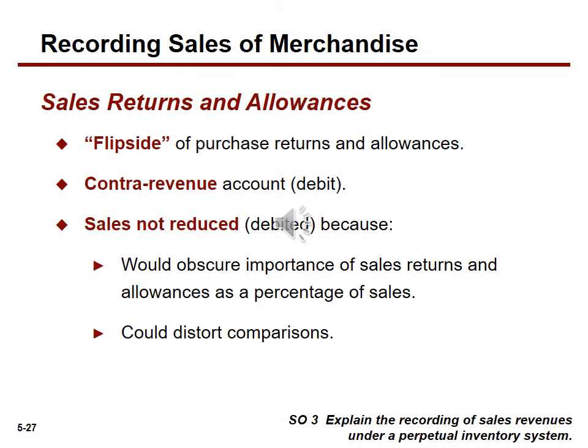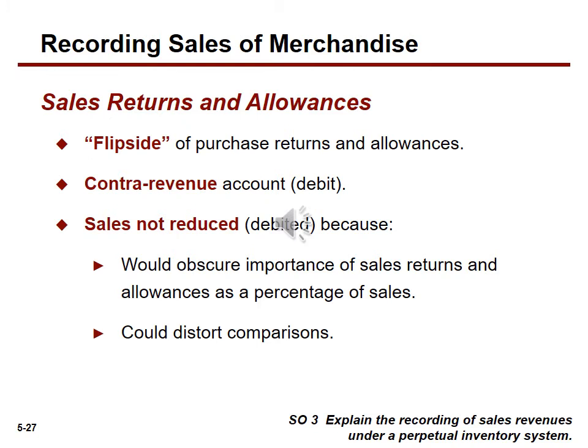Now let's take a look at the sales returns and allowances from the perspective of the seller. So we looked at it from the purchasing perspective and how we can record it. We'll see now how the seller is going to record any returns and allowances that he may grant to his customers. So this represents the flip side of purchase returns and allowances. And the sales returns and allowances is considered a contra revenue account. So it is a revenue account, however, its normal balance is debit, unlike the normal balance of a revenue account, which is credit, just like we've learned in chapter 2.